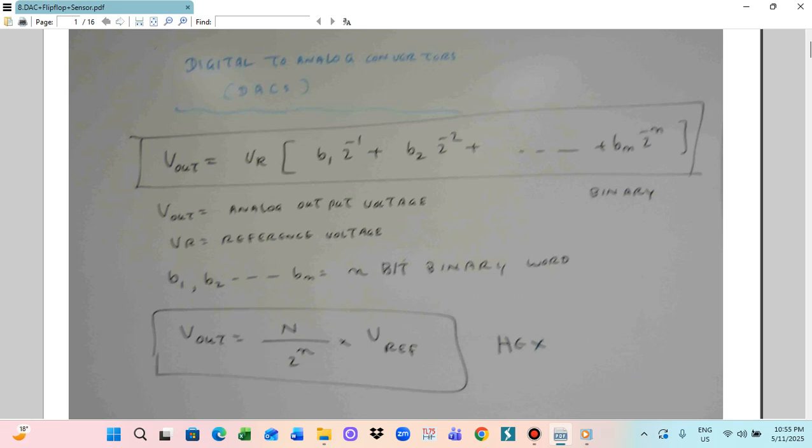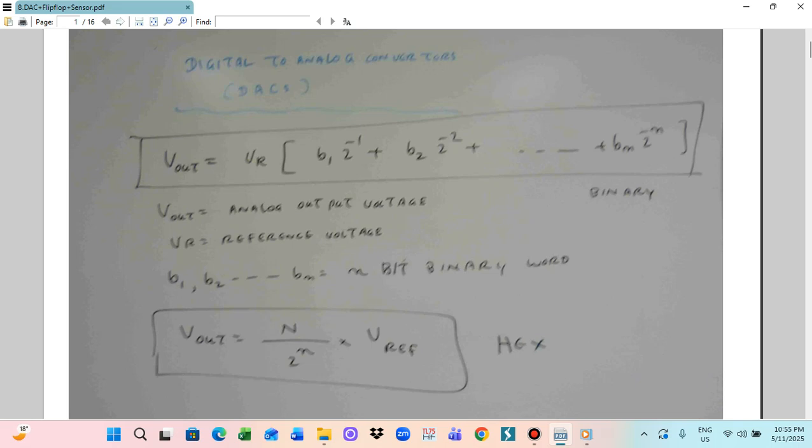We can also write the equation as VR is equal to N divided by 2 power N, multiplied with the V reference. So equation 2 represents VR equal to N divided by 2 power N multiplied with the V reference. This is the formula for N digital to analog conversion.